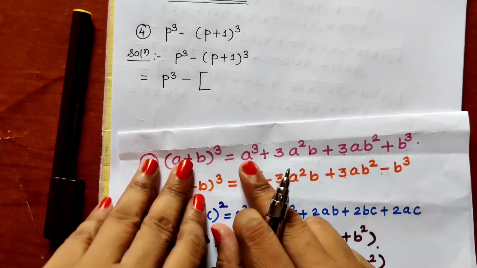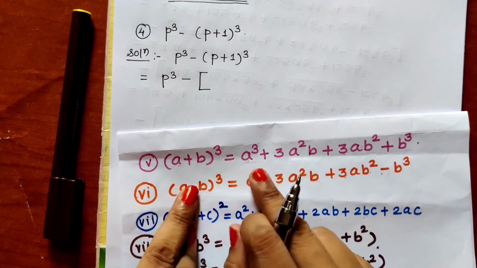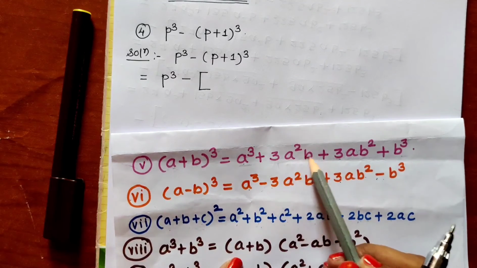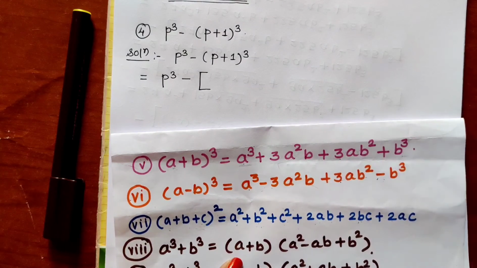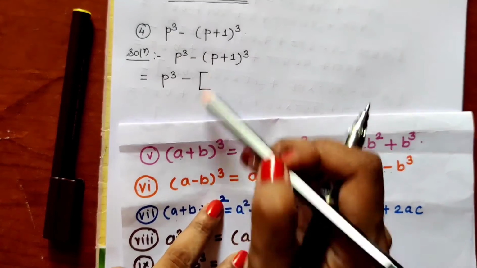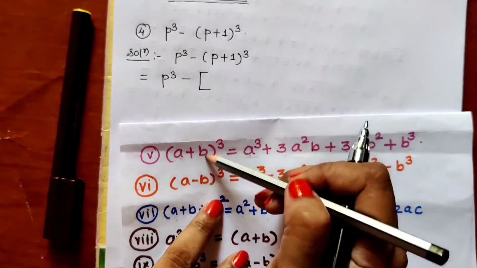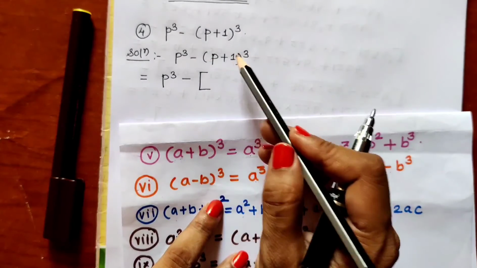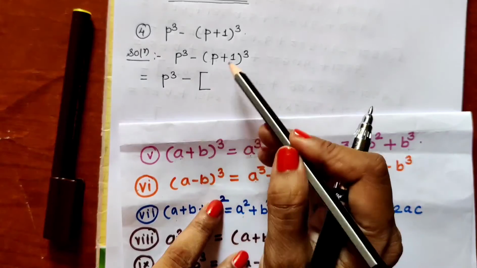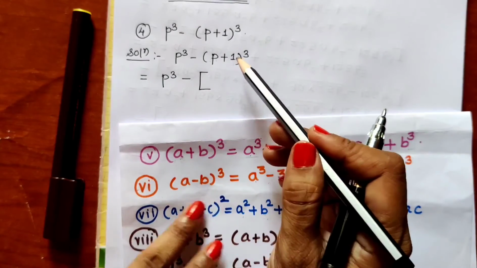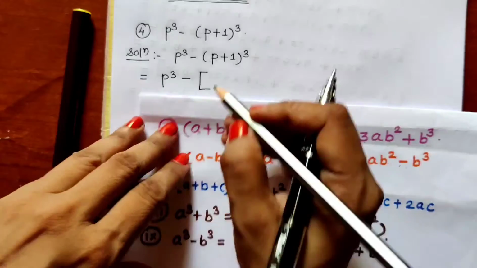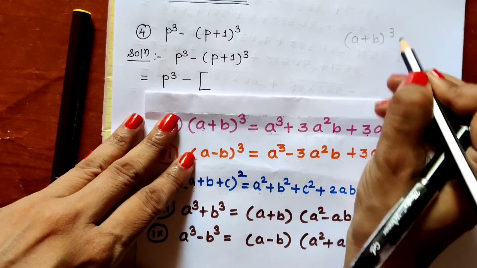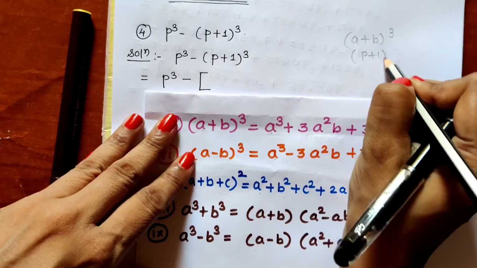We will be applying this formula, (a + b) whole cube is equal to a cube plus 3a square b plus 3ab square plus b cube. So our a is p and b is 1, correct? In place of a we will be writing p and in place of b we write 1, so in place of (a + b) whole cube we have (p + 1) whole cube.